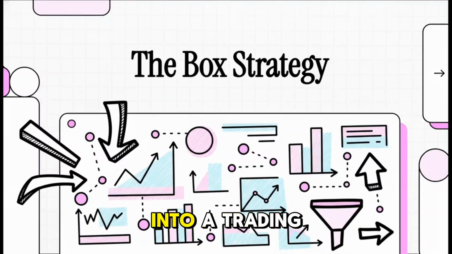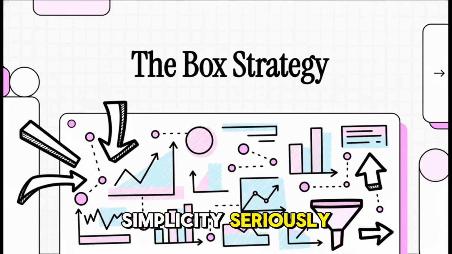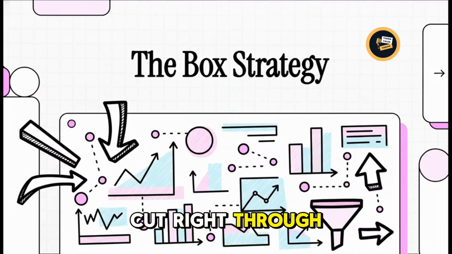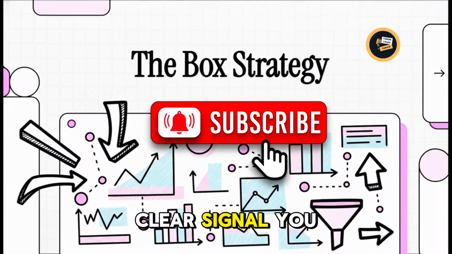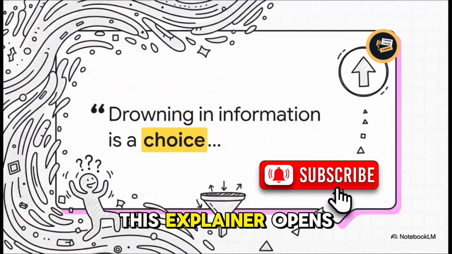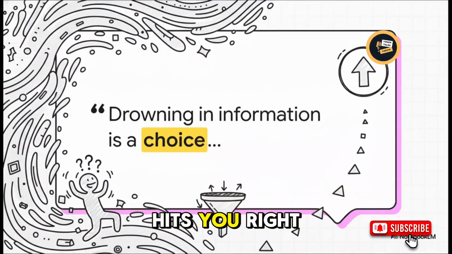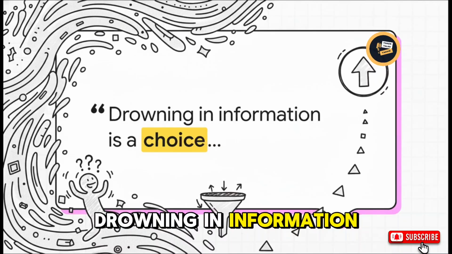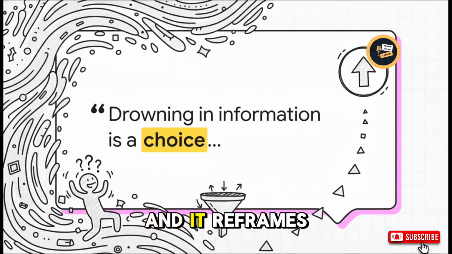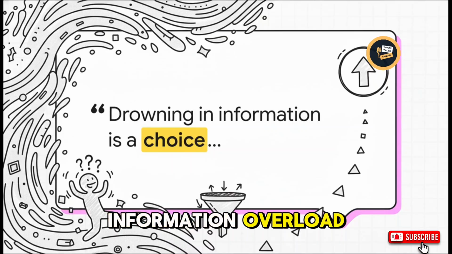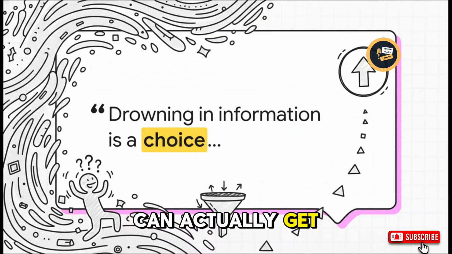All right, let's dive into a trading strategy that's all about one thing: simplicity. Seriously, it's designed to cut right through all that market complexity and help you focus on a single, clear signal. You know, the source for this explainer opens with this line, and it just hits you, right? Drowning in information is a choice. It perfectly captures the challenge so many of us face, and it reframes this idea of information overload into something we can actually get a handle on.